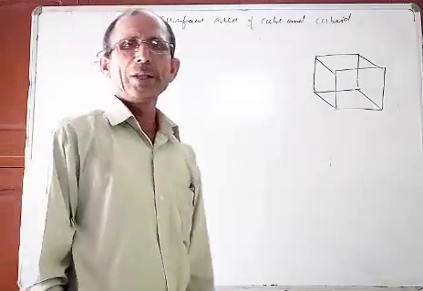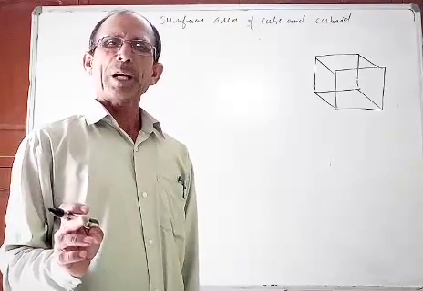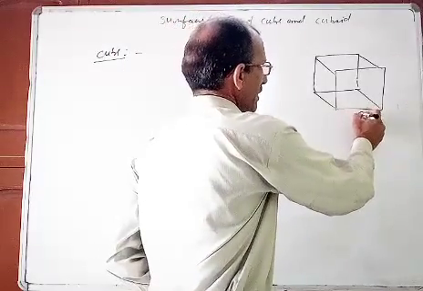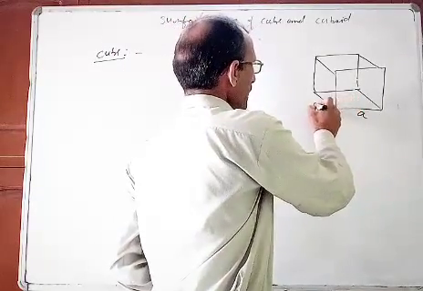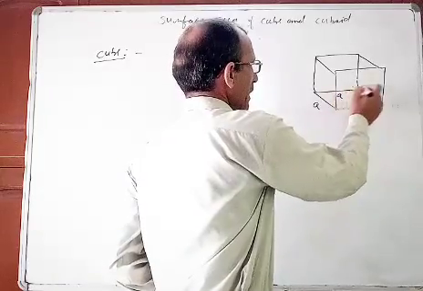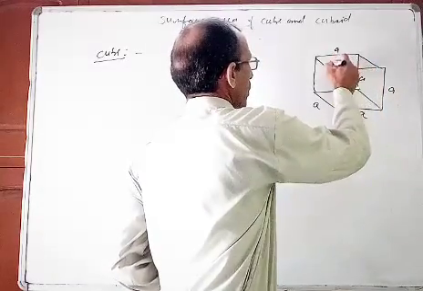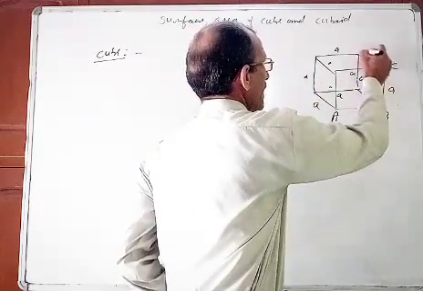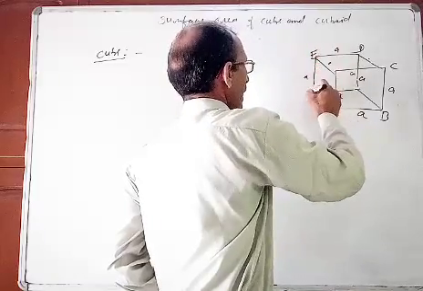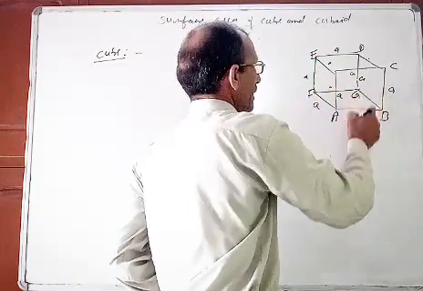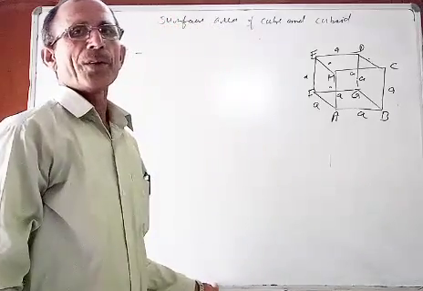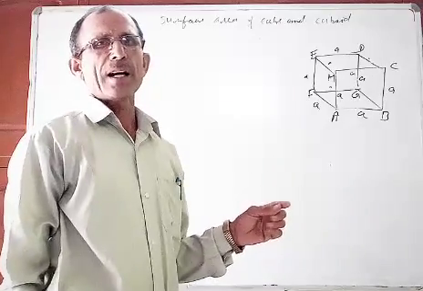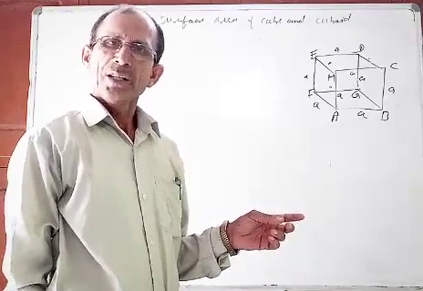In this one, all the faces are square. So you already know the area of a square is side multiplied by side. So this side is equal to A, so breadth also will be equal to A, and this also will be equal to A. So all the sides are equal to A. A, B, C, D, E, F, G and H are the vertices. So only one difference is there. In cuboid, all the faces are rectangular, and in cube, all the faces are square.